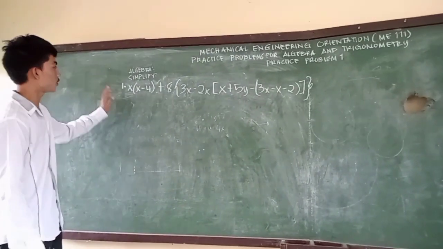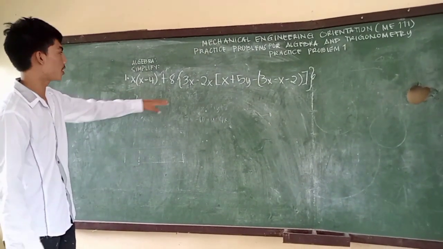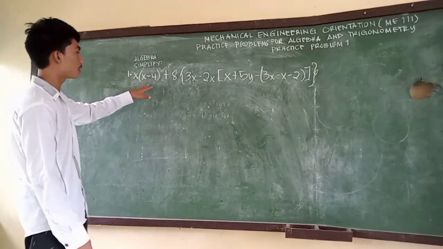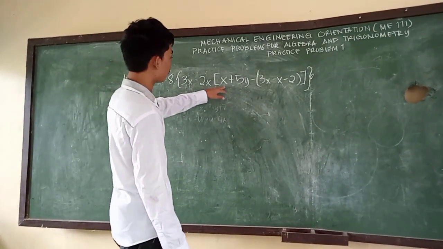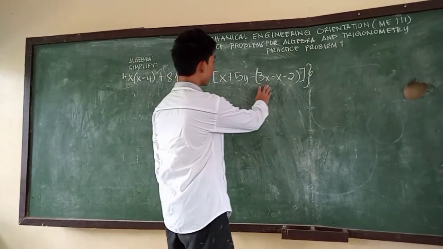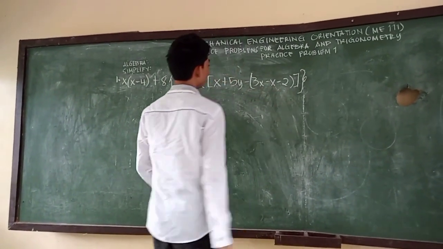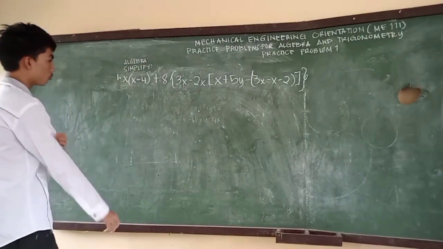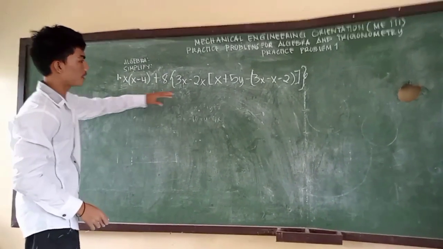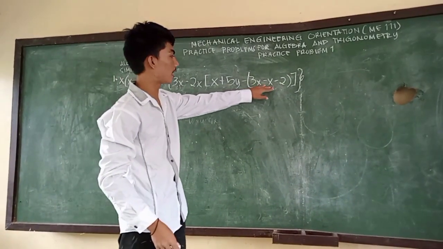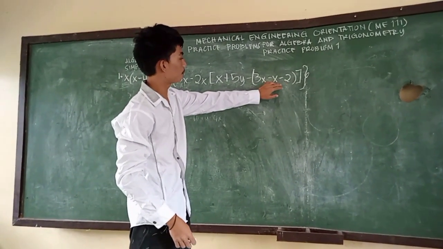Now we are going to solve algebra. We will simplify this equation: x(x − 4) + 8{3x − 2x[x + 5y − 3 − (3x − x − 2)]}. To simplify this, first we will combine like terms in the parentheses.